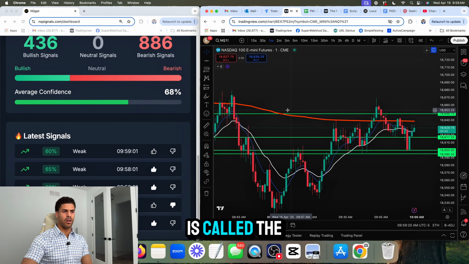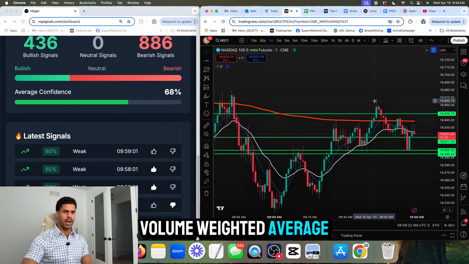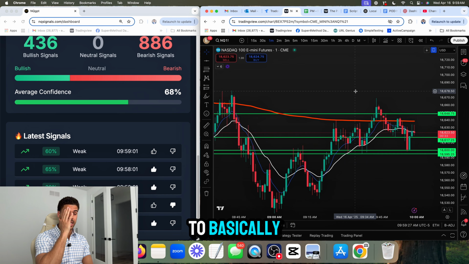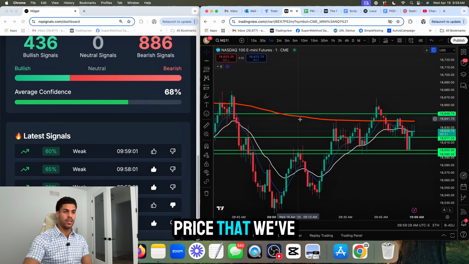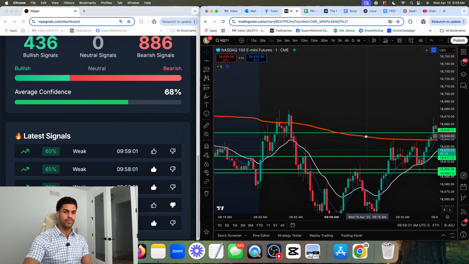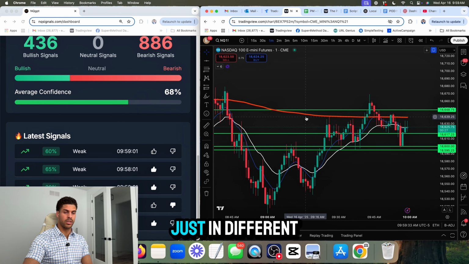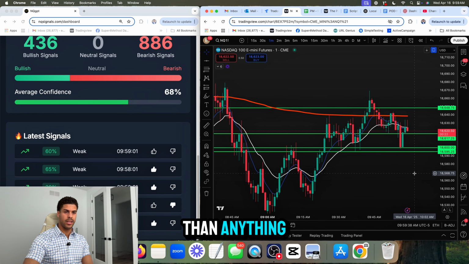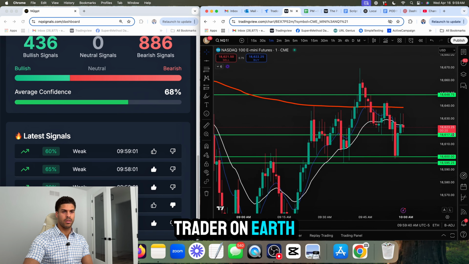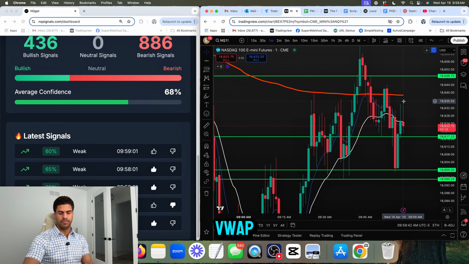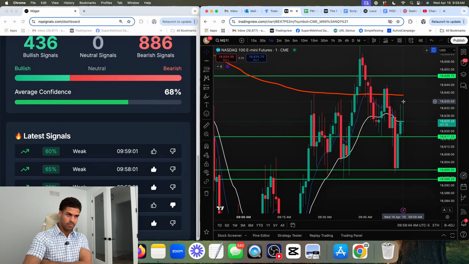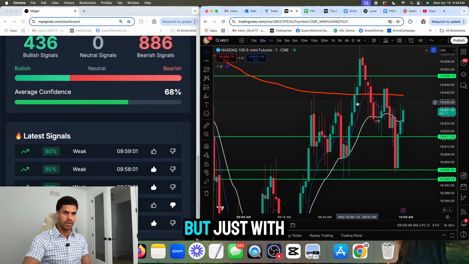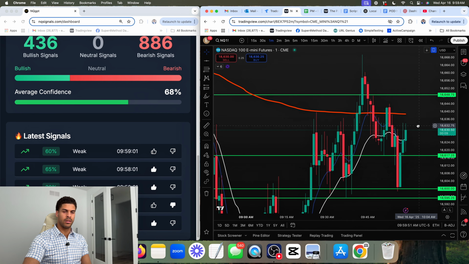This red line is called the VWAP, volume weighted average price. The reason it's important is twofold. Basically, it's the average price that we've seen based on volume. Okay, I said all the same words, just in a different order. Why this is important more than anything is that every trader on earth has the same VWAP as long as it's added to your chart. The VWAP is also kind of like a moving average, but with volume as the weight.